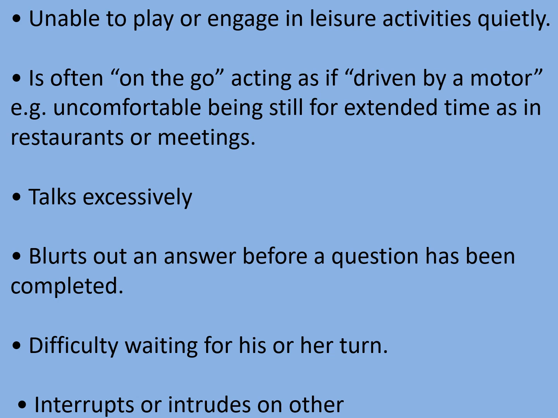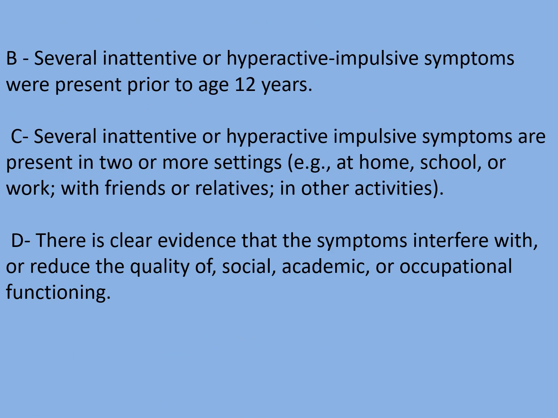Unable to play or engage in leisure activities quietly, is often on the go, acting as if driven by a motor. Example, uncomfortable being still for extended time, as in restaurants or meetings. Talks excessively, blurts out an answer before a question has even been completed. Difficulty waiting for his or her turn. Intrudes or interrupts on others as well. So these were the things covered in part A of the 5 criteria.